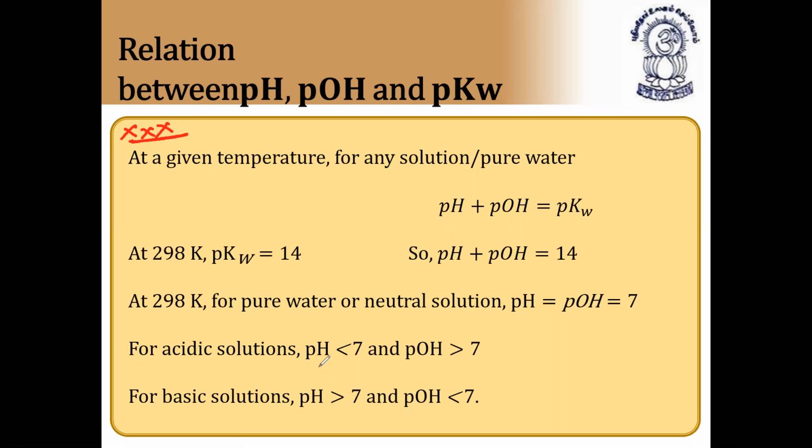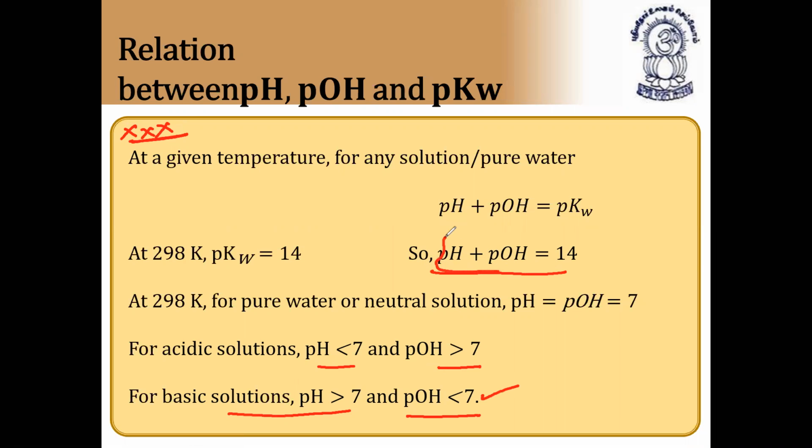And for an acidic solution, pH should be less than 7 and pOH should be greater than 7. And similarly, for basic solutions, pH is greater than 7 and pOH is less than 7. Very, very important. You can see here the difference. How it is possible, I'll show you in the next slide.